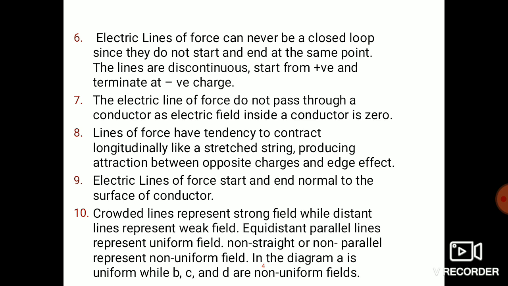Number 6, electric lines of force can never be a closed loop since they do not start and end at the same point. The lines are discontinuous, start from positive and terminate at negative. Number 7, the electric lines of force do not pass through a conductor, as the electric field inside a conductor is 0.